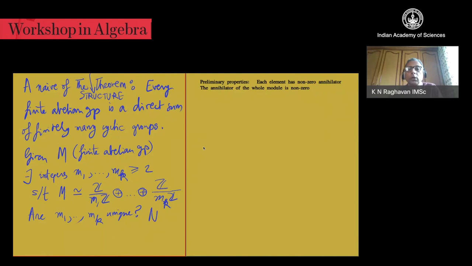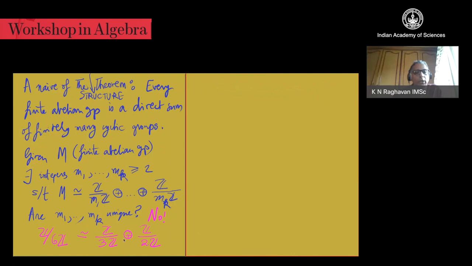This is not unique, right? And here is a simple example. Z mod 6Z is Z mod 3Z direct sum Z mod 2Z. So this is definitely not going to be true, because here I have just one integer, namely 6, but here I have two integers, 3 and 2. So even the number is not unique. Here I've written a cyclic group as a direct sum of two cyclic groups, right? So this decomposition is not unique.